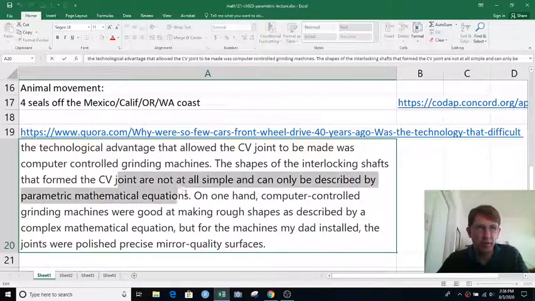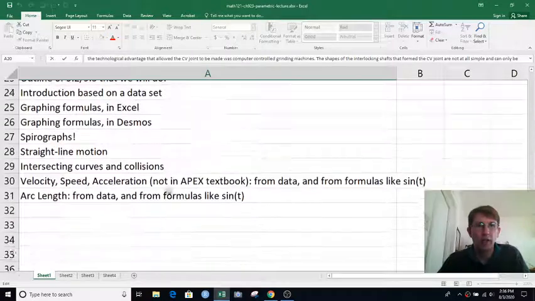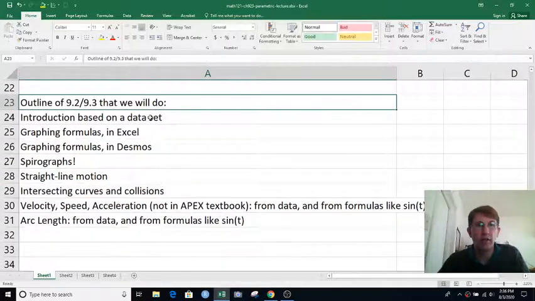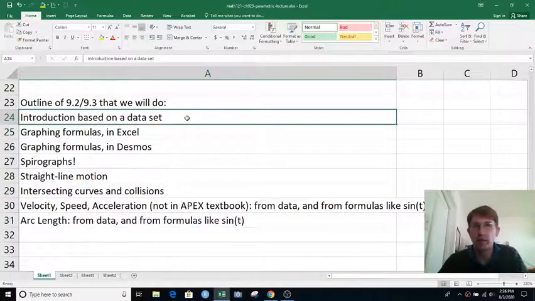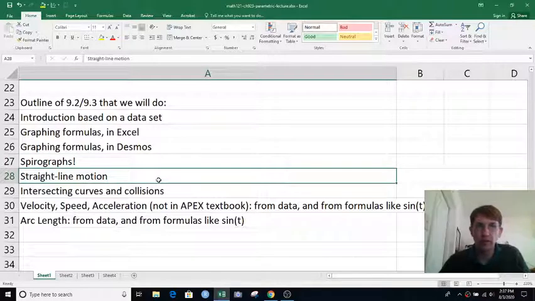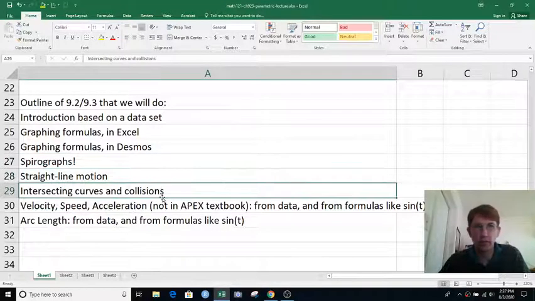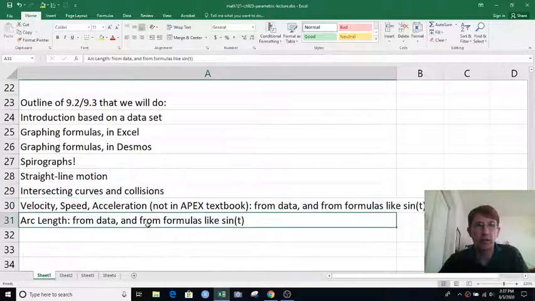I have to admit this one is more of a Calc 3 kind of parametric thing than Calc 2, but that's all related. So here's an outline of what we're going to do in chapters 9.2 and 9.3. We'll do an intro based on a data set in the next video. Then we'll talk about graphing in Excel and Desmos. We'll talk about some fun toys called spirographs. We'll do some basic straight line motions, and we'll do some curves, and talk about velocity, speed, and acceleration, and some arc length stuff.